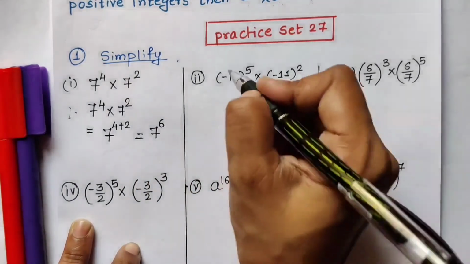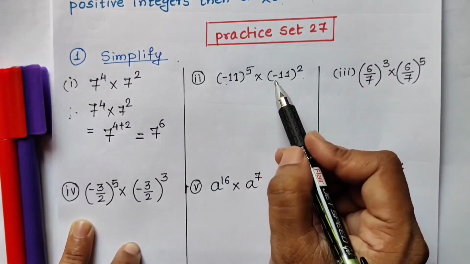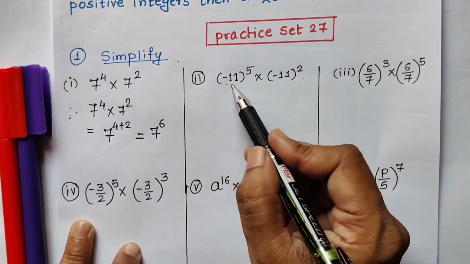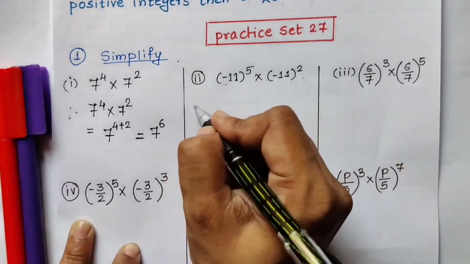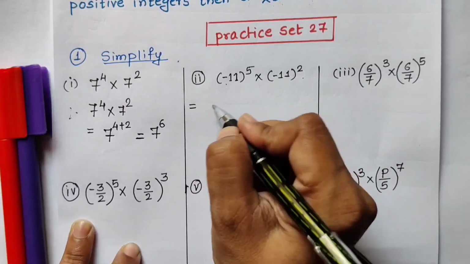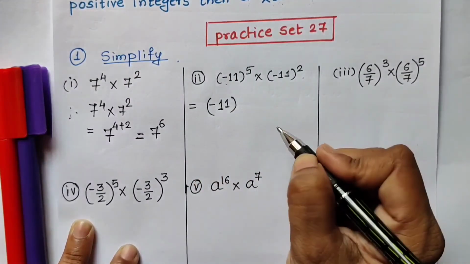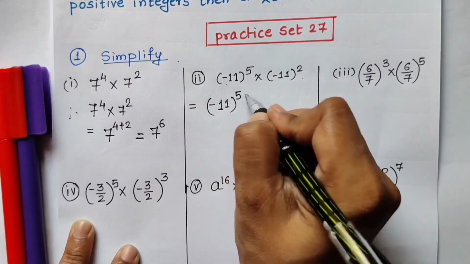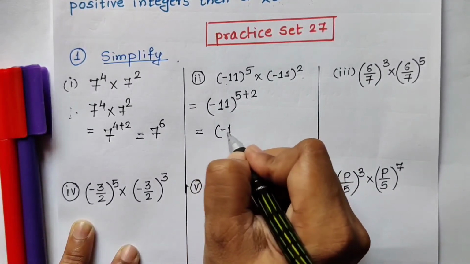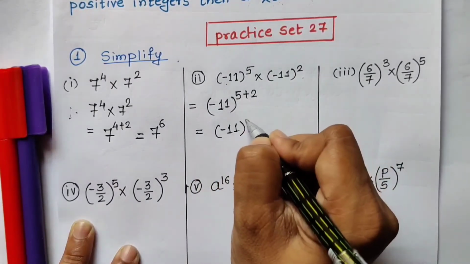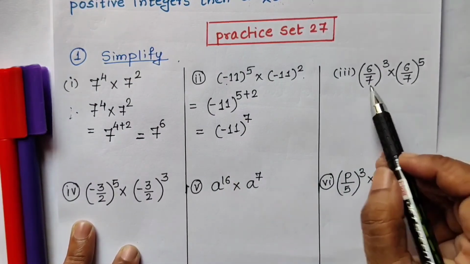Here again in the second sum you can see the first number is minus 11 raised to 5. The second number is minus 11 square. So minus 11 is the common base and the indices are 5 and 2. So how to write it? I am going to write directly: minus 11, the common base one time, and we add the indices 5 plus 2. The answer is minus 11 as it is, and 5 plus 2 is 7.